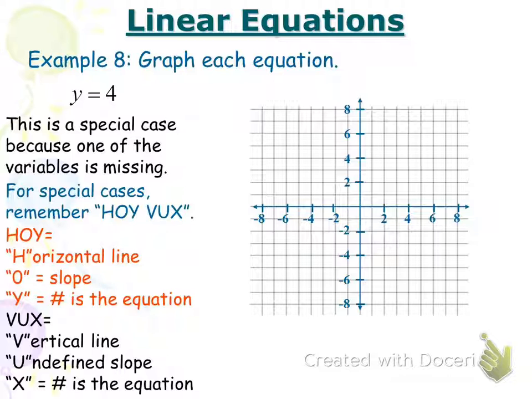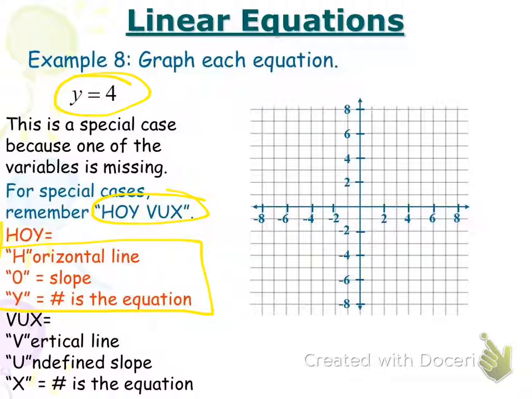Now, what you need to know, and this is the important part of this acrostic, these three things always go together. You cannot separate them. You cannot mix and match them. If you have a horizontal line, the slope is 0, and Y equals a number is the equation. Those three things always go together. So as soon as we see Y equals a number, no X, just Y equals a number, that tells us that these other two things immediately have to be true. The slope is 0. And knowing this is going to be extremely helpful in what we do tomorrow. The HOY VUX is extremely important.